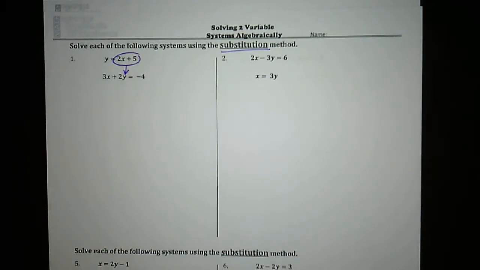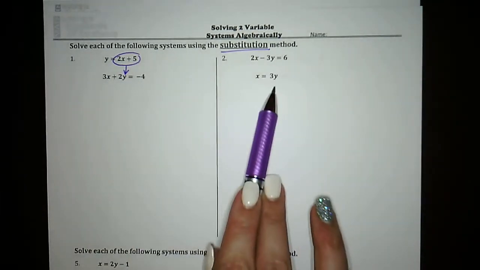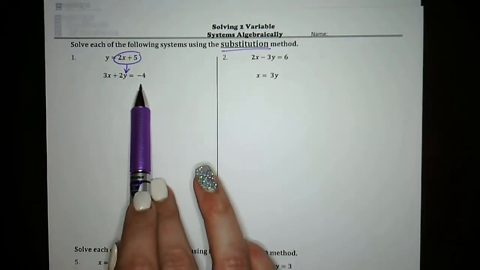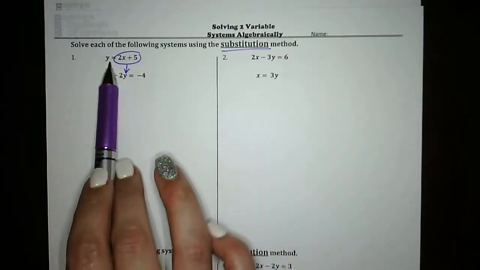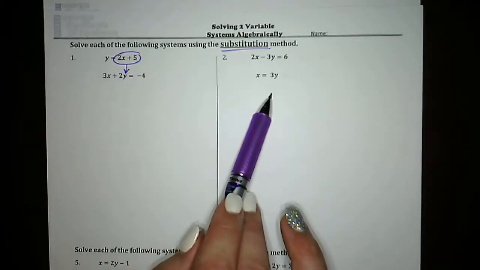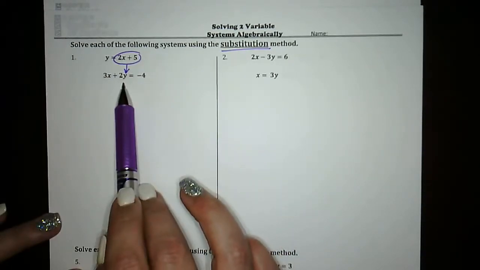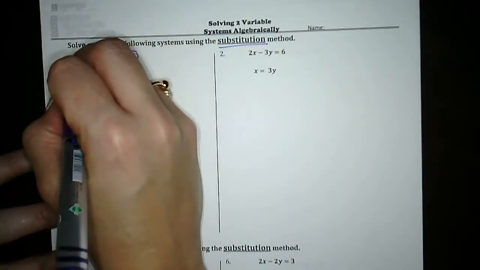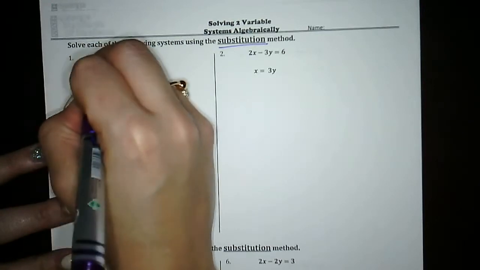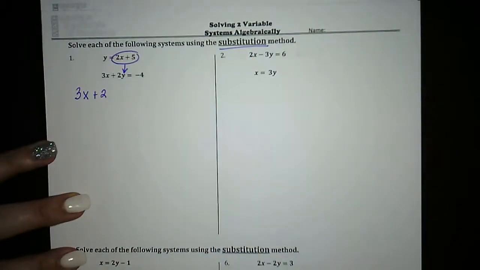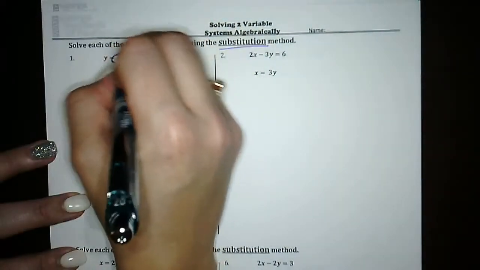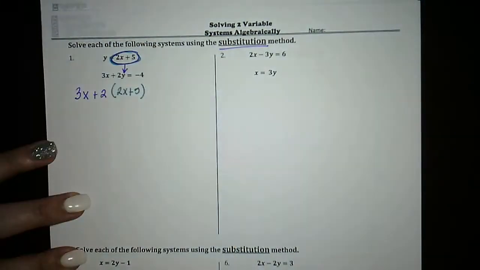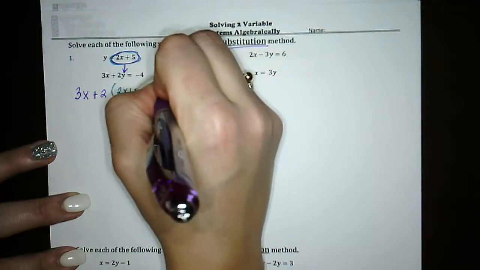The time to use this one is when you have a variable that's equal to something else. So here, if I had a bunch of these, I wouldn't do this type. I would only do it if it says y equals or x equals. So we're going to take it and sub it in and solve for x. So we have 3x plus 2, 2x plus 5 is y, equals negative 4.